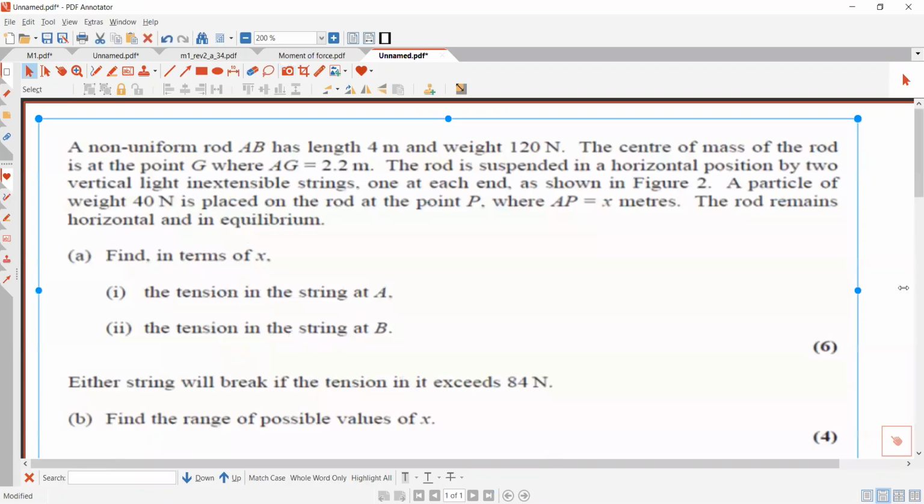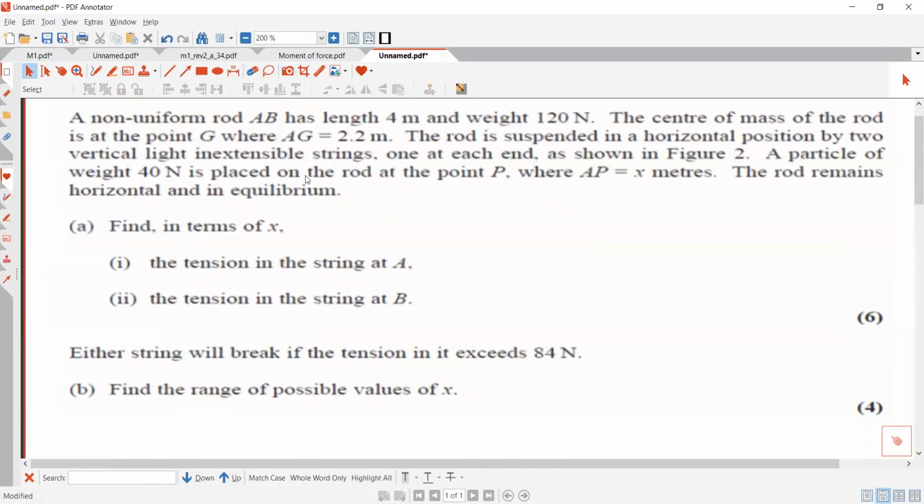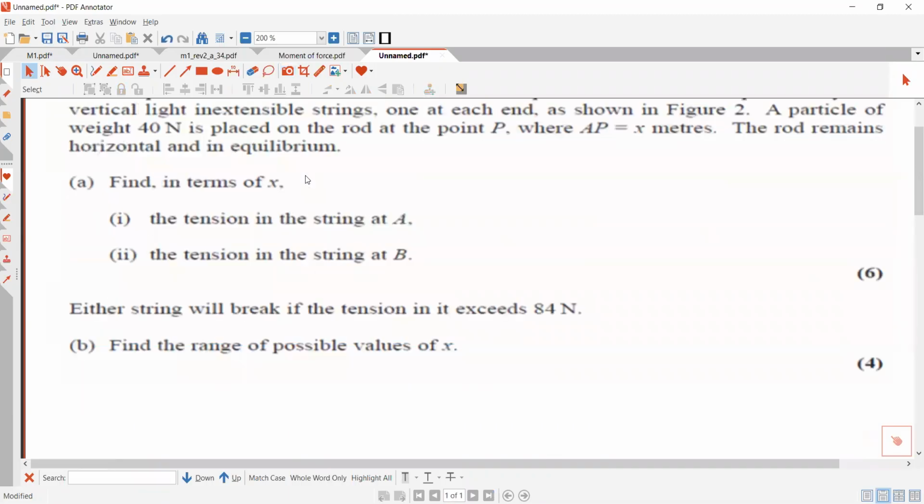Okay, so let's start step by step now. Let me do one thing. Okay, they said a non-uniform rod. So let's draw it. It's a non-uniform rod.